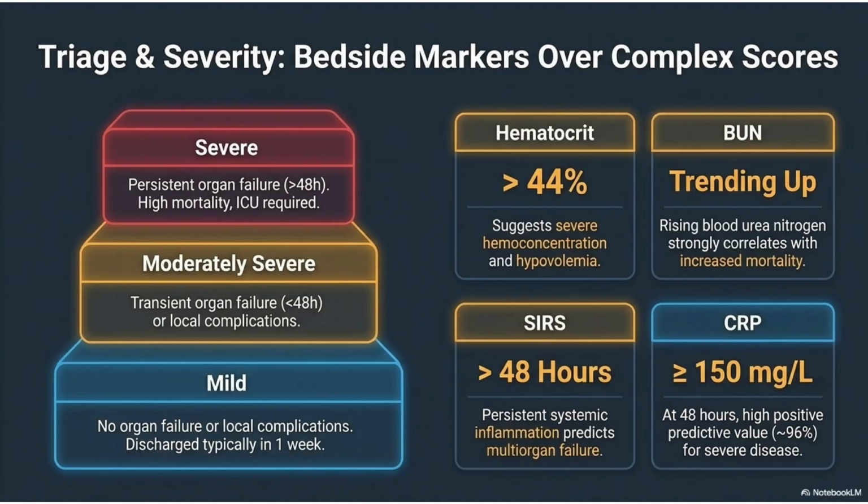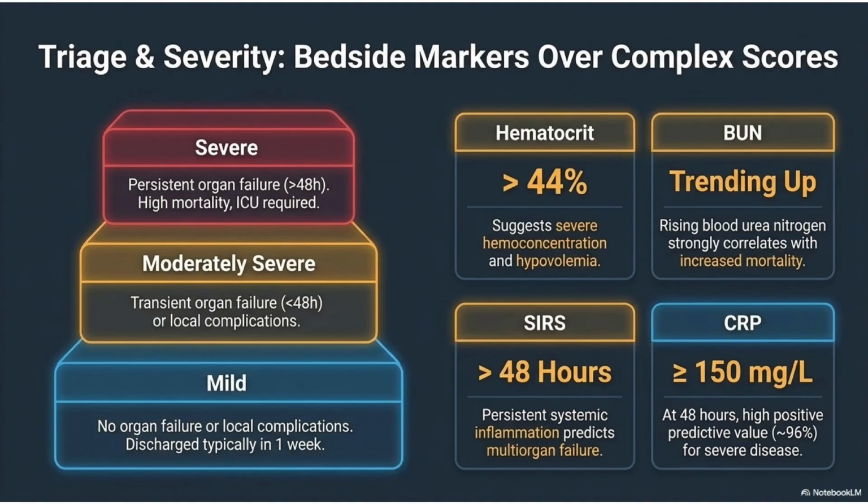Your BUN trending up is strongly correlating with mortality, and it's a part of the BISAP score. SIRS criteria, if they're still present at more than 48 hours, that's also not a good sign. Remember, you need at least 2 or more SIRS criteria here. CRP more than 150 has a positive predictive value for a severe disease. So all of these are constituents of the BISAP score that is frequently used.